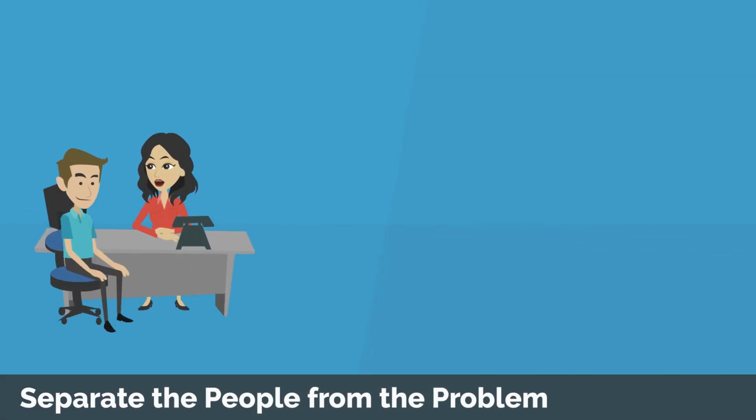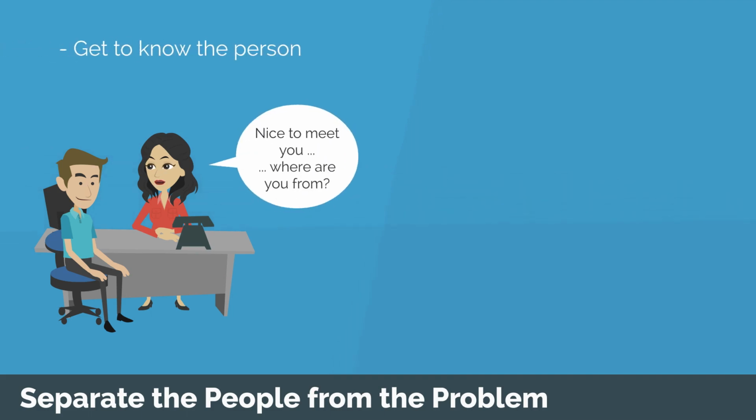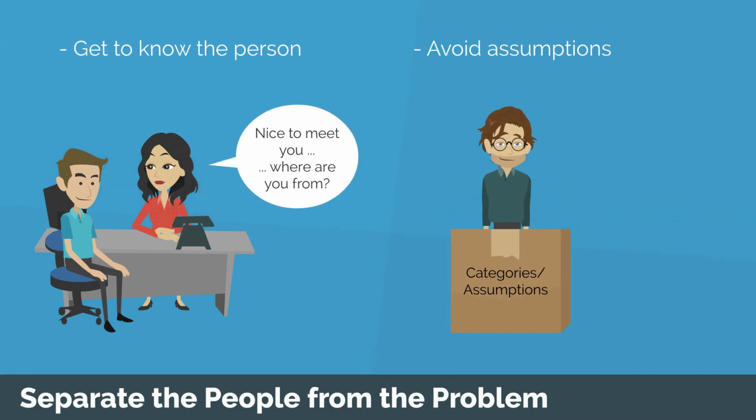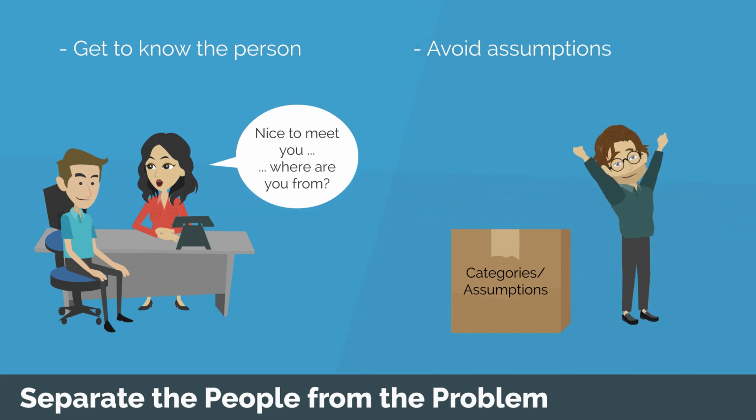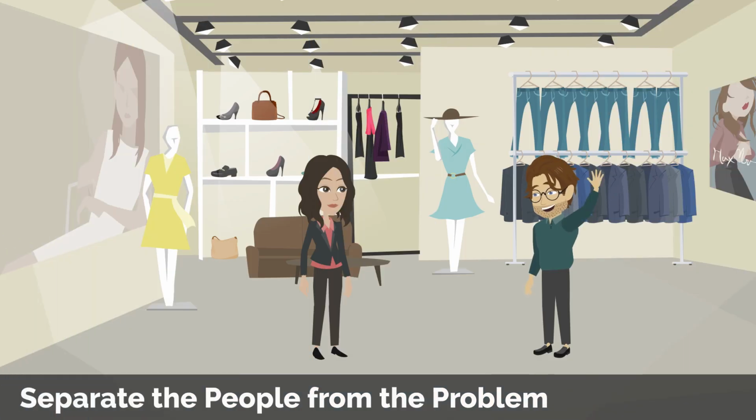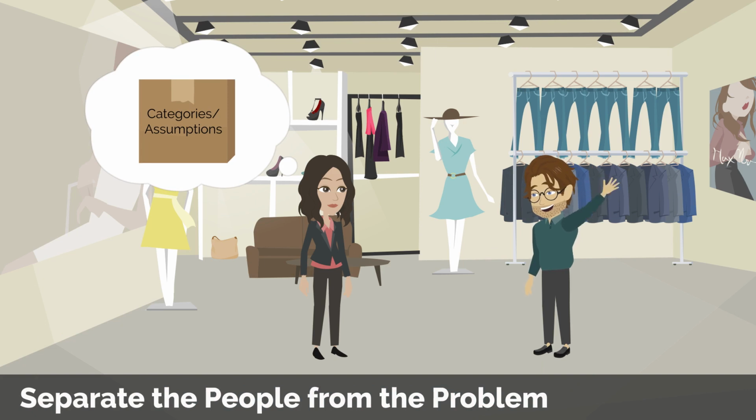If the negotiating partner is someone who you don't know well, separating the people from the problem forces you to A, get to know the person in front of you, and B, avoid making assumptions about them based on their appearance, position in a social category, or any other assumptions you might be making about them. And we do this all the time. For example, sometimes I'll assume a salesperson at a clothing store wants to sell me something when all they're really trying to do is help me find what I need, and they know the inventory better than I do.